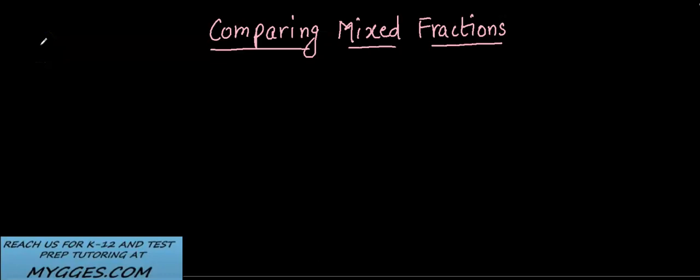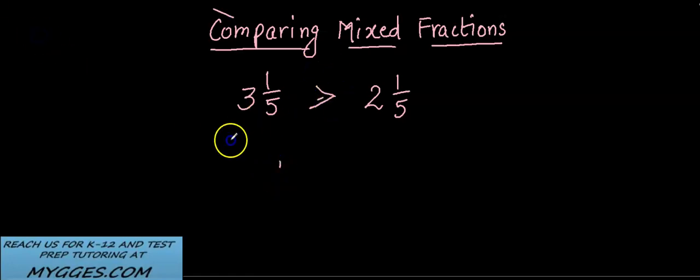Now let's check comparing mixed fractions. In comparing mixed fractions, we always check the whole parts. So the fraction with the greater whole part is always greater. For example, say we have 3 and 1/5 and another fraction, 2 and 1/5. Now we see that the whole part in the first fraction is 3 and in the second one it's 2. So 3 is greater than 2. That means 3 and 1/5 is greater than 2 and 1/5.